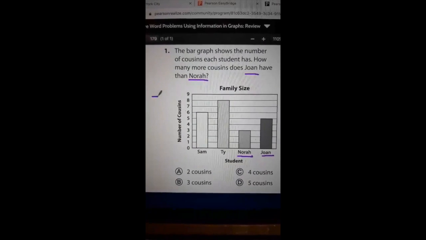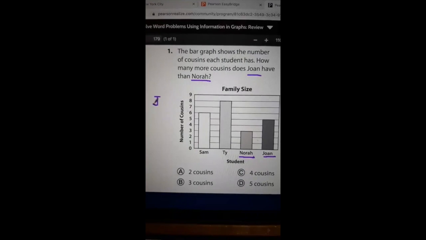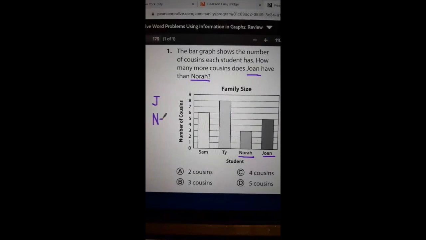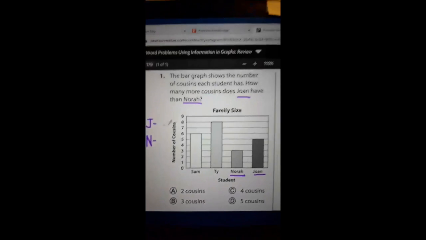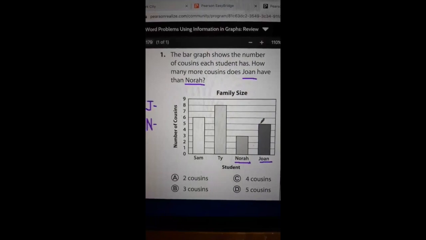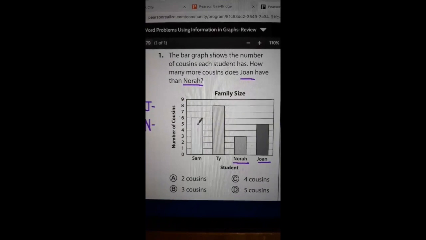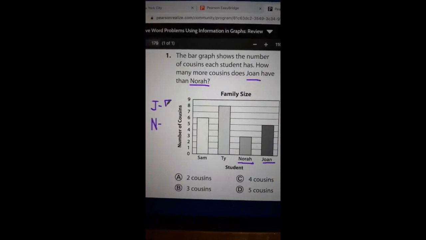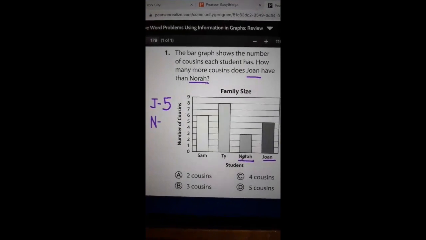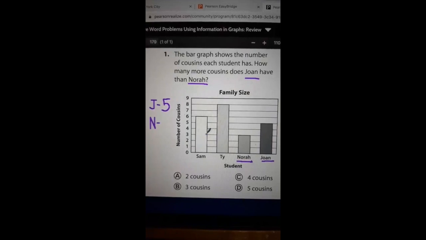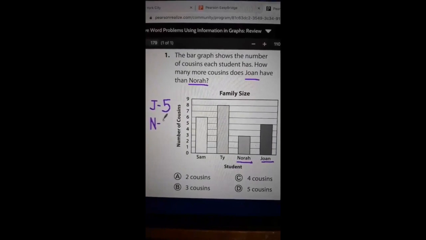So looking at Joanne, I'm just going to write a J for Joanne and an N for Nora. And I'm going to look at the two and try to figure out what the graph shows is the amount of cousins that Joanne has. So I'm going to go all the way down across the line, and I'm going to see a 5. That means Joanne has 5 cousins. If I look at Nora and I go all the way across, Nora has 3 cousins.